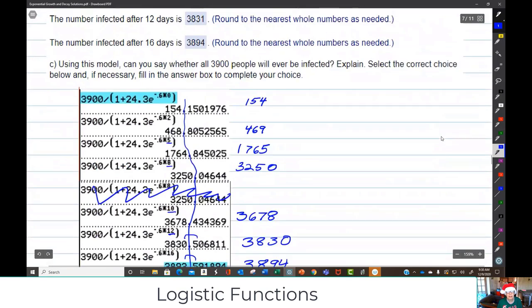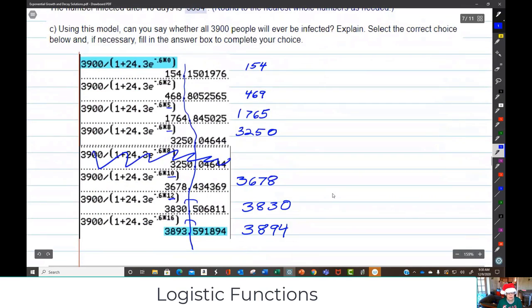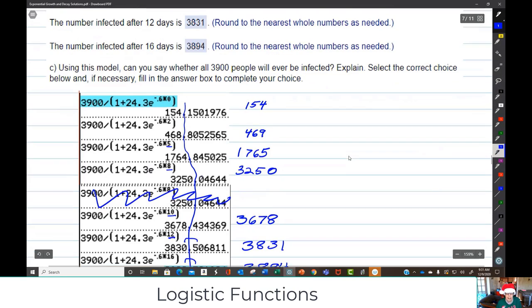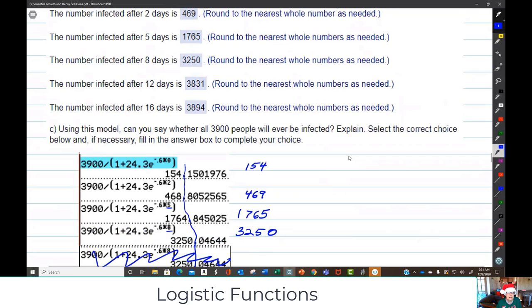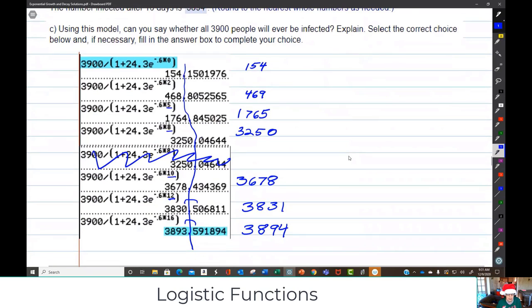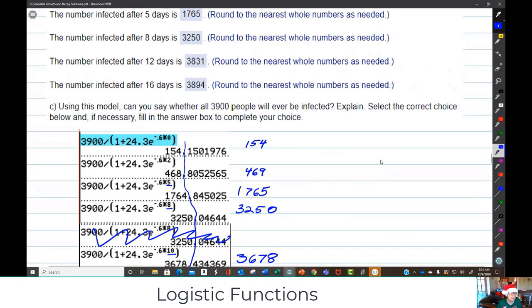So yeah, that works. Oh yeah, I should have rounded that up to a 1. My boo-boo. Yeah, over here, the 5 will cause the 0 to round up to a 1. Okay, 3,678. That's 10 days. Oh, they didn't ask us about 10 days. Well, just in case you were curious.